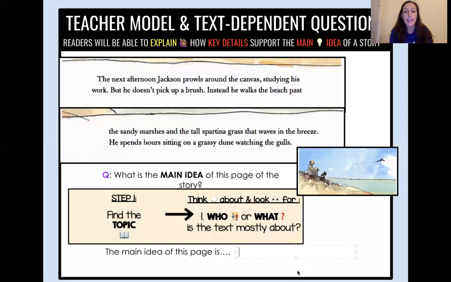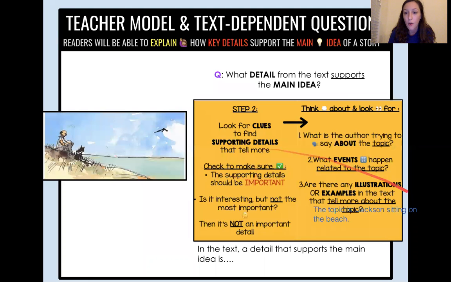We said the main idea of this page is Jackson. What is he doing? He's sitting on the beach. So the topic is Jackson sitting on the beach. Now, before we decide what the main idea is, let's look at the chart again in step two for the same page. There we go.